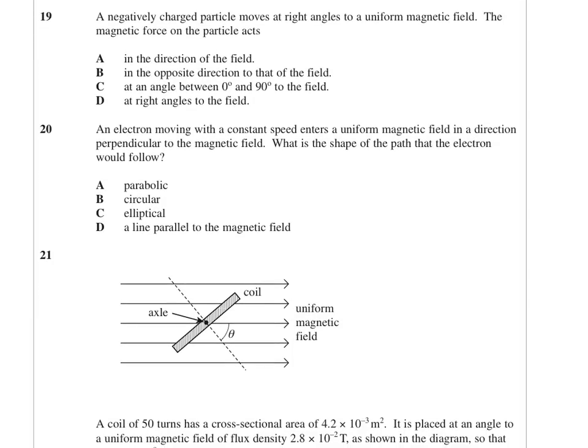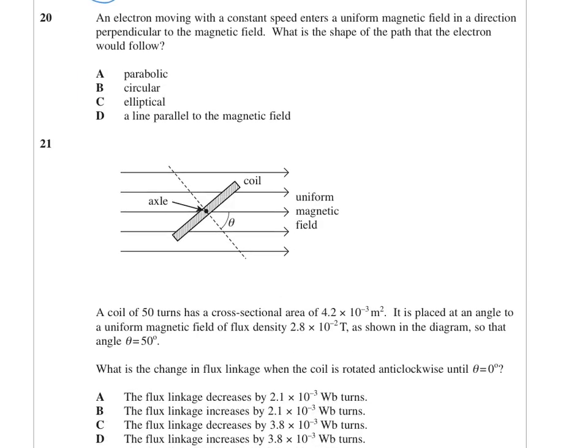Okay, a negatively charged particle moves at right angles to a uniform magnetic field. Magnetic force on the particle acts. So what we've got here, it's a magnetic force, so it's not in the direction of the field, or opposite, it's going to end up being perpendicular. So it's not in between, it's exactly perpendicular.